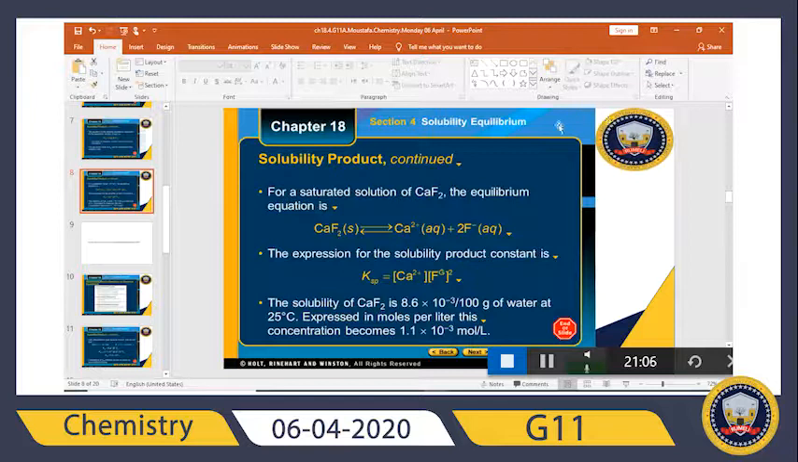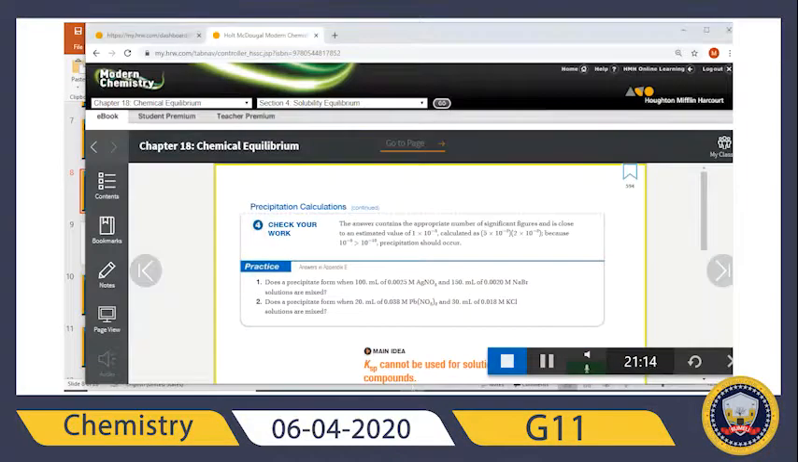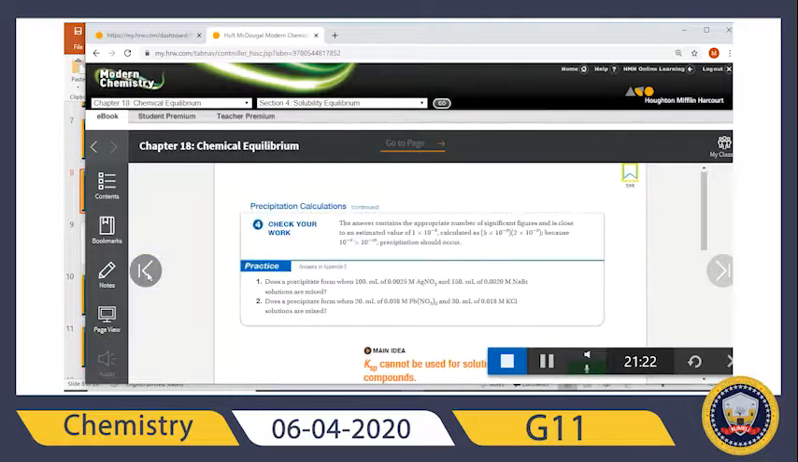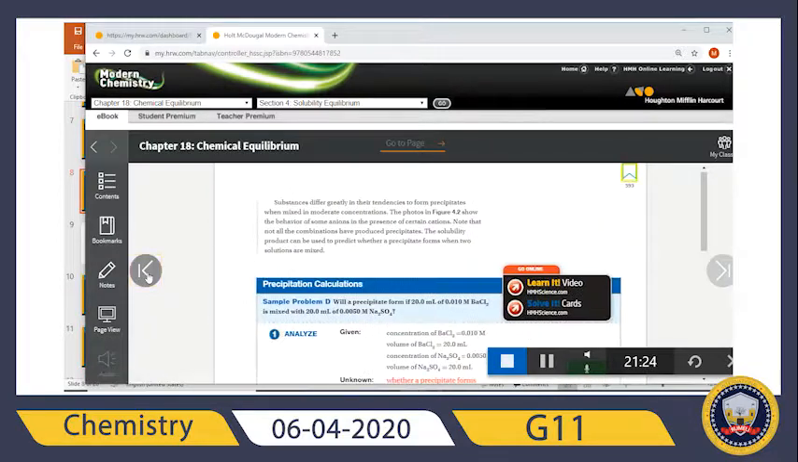Okay, let us see the book. I don't know how we can return to the book because I shared the screen. Yes, here. Let us see the book here.